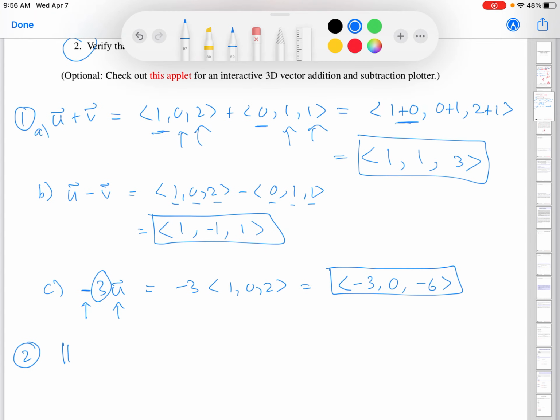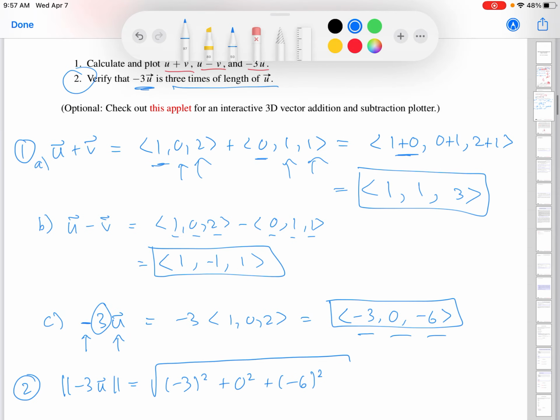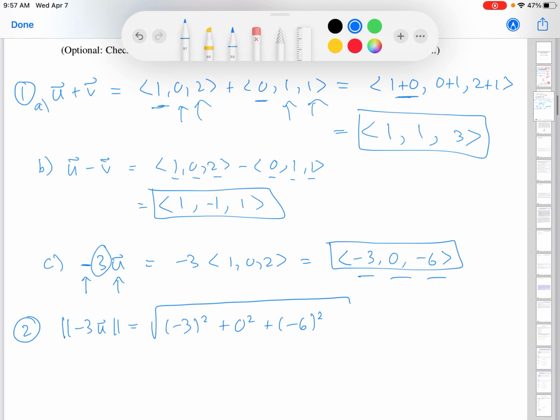Aha. So I'm going to calculate the length of this vector. So that's going to be the square root of the components squared. Minus 3 squared plus 0 squared plus negative 6 squared. And actually, I'm not going to do this calculation because what I want to do is verify that the length of this is 3 times the length of that. So what I'm going to do is try to pull out 3's, if you will.